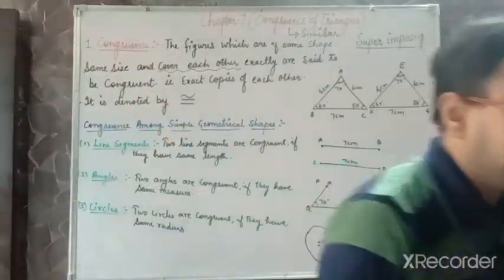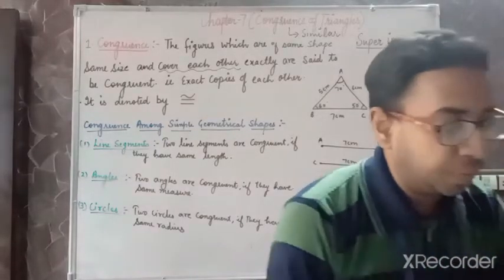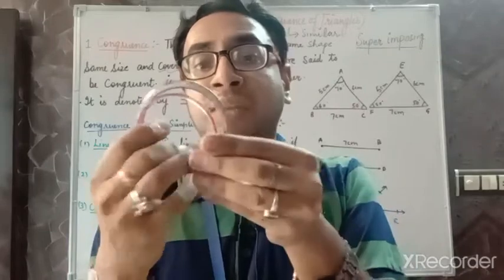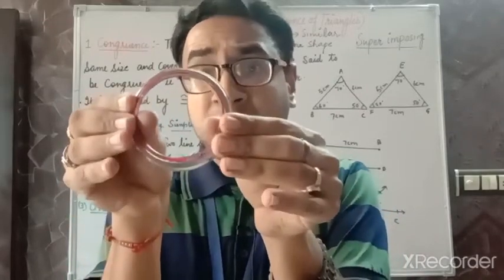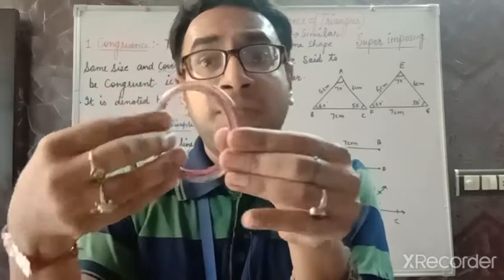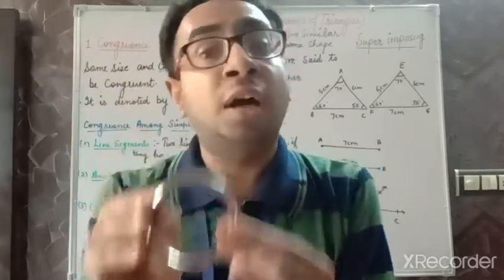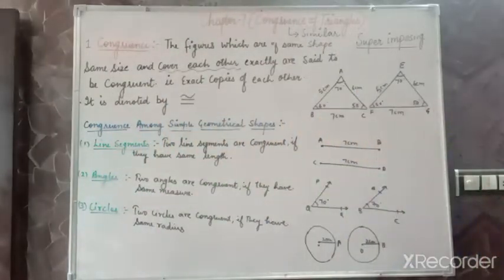Are we clear? Let me take the example of circles also. These two bangles are not congruent because, just see, they are not covering. Is this bangle able to cover up that particular thing? No. Even if I superimpose again, they are not congruent to each other. This is what congruency means. Congruent means same shape, size and must cover each other or superimpose each other.